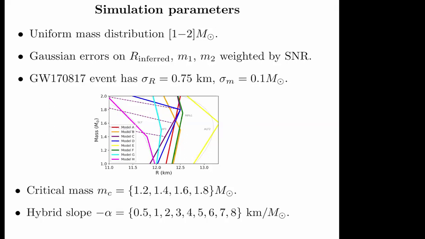We'll look at a range of critical masses between 1 to 2 solar masses, and a range of hybrid branch slopes, alpha, between 0.5 and 8 kilometers per solar mass. So you generate a bunch of events. What do you get?